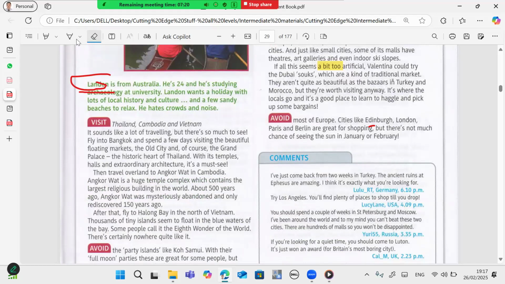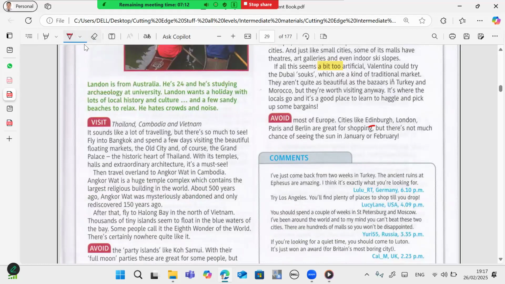He's from Australia. He's 24, and he's studying archaeology. What does archaeology mean? Archaeology, اللي هو الآثار، بيدرس الآثار at university. Wants a holiday with lots of local history and culture, and a few sandy beaches to relax. He hates crowds and noise.